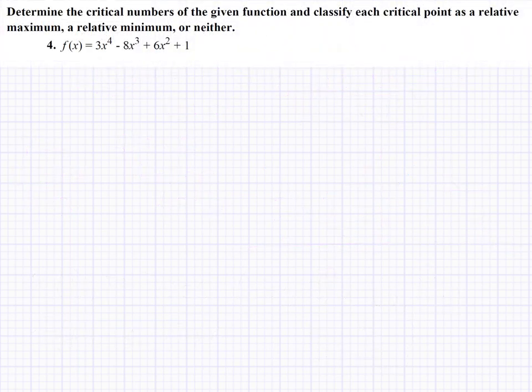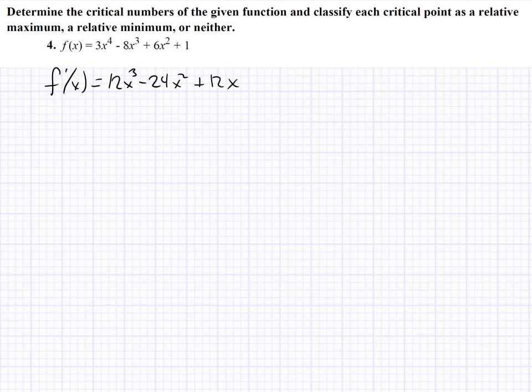Here we need to determine the critical numbers for the function and then find the relative max and mins based off of those critical numbers. In order to do that, first thing we need to do is find the derivative. So if you look at this derivative, this should be very easy. Being a polynomial, you get 12x cubed minus 24x squared plus 12x.